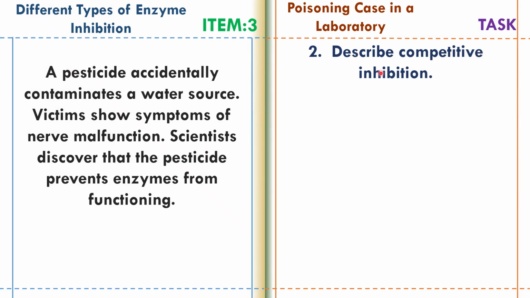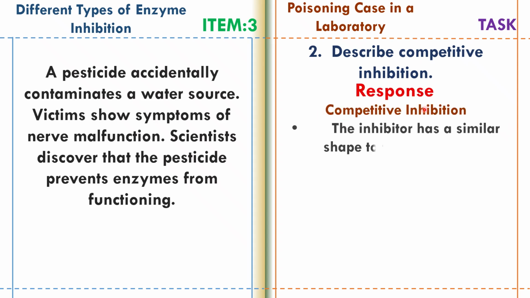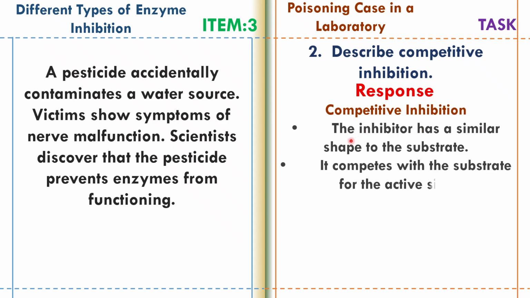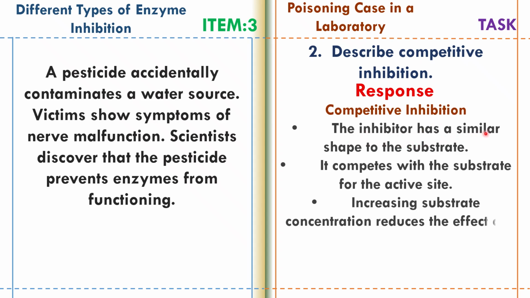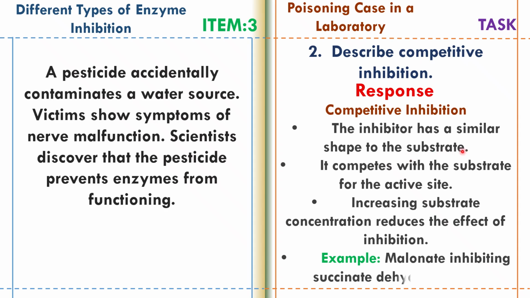Describe competitive inhibition. Competitive inhibition. The inhibitor has a similar shape to the substrate. It competes with the substrate for the active site. Increasing substrate concentration reduces the effect of inhibition. Example, malonate inhibiting succinate dehydrogenase.